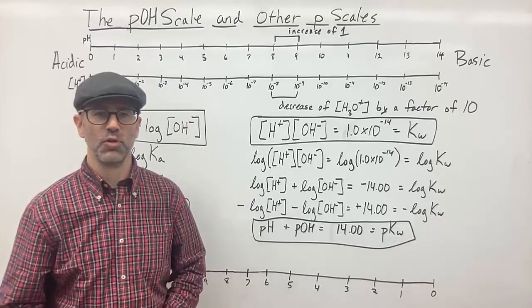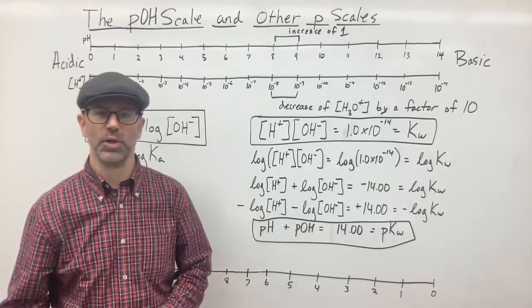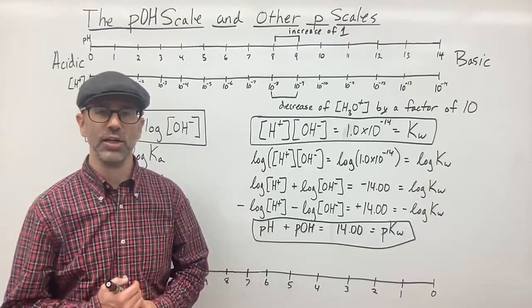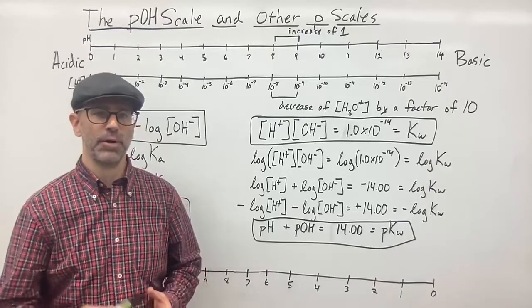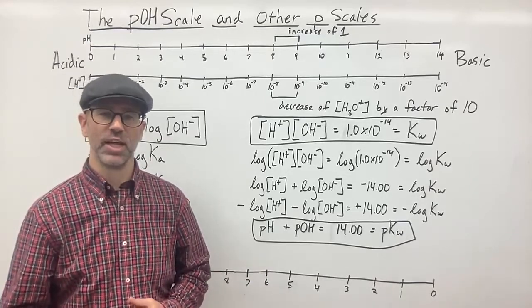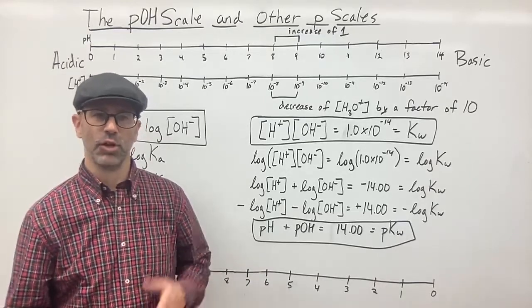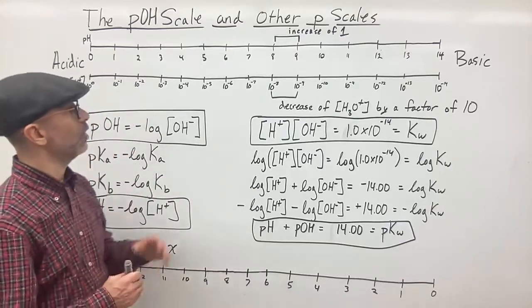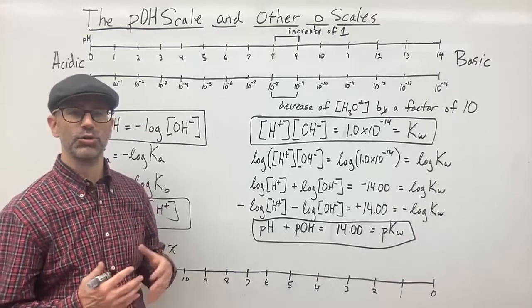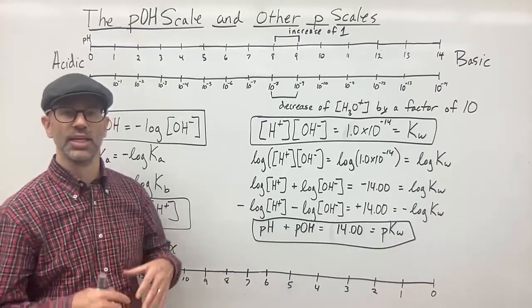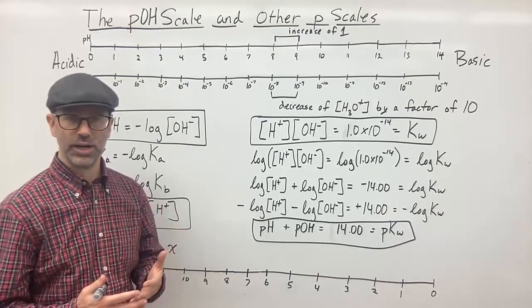My name is Mr. Cobalt, and in this video I'm going to be going over the pOH scale and other P scales. So let's get into this. In my previous video I talked about the pH scale and where that comes from, and so let's remind ourselves about that. So remember, the pH of something is equal to the negative log of the H plus concentration.